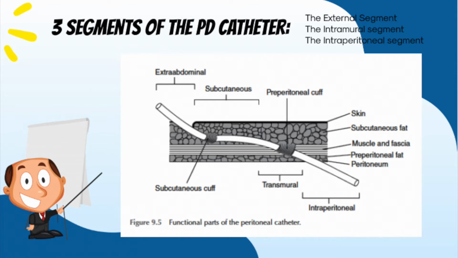The intramural segment has Dacron cuffs spaced about 8 cm apart. By creating an inflammatory response, fibrous tissue fixes the catheter into position, thereby minimizing leakage of dialysate and preventing bacteria from entering the catheter tunnel and intraperitoneal segment. The intraperitoneal segment has many small holes up the side for the in and outflow of the solution.